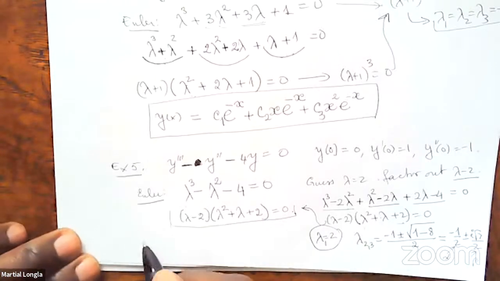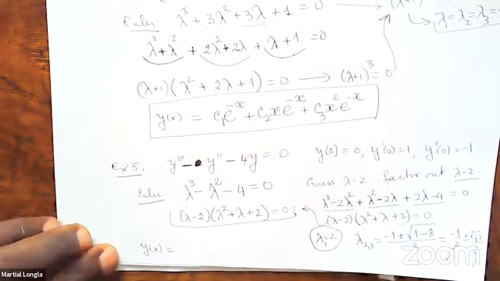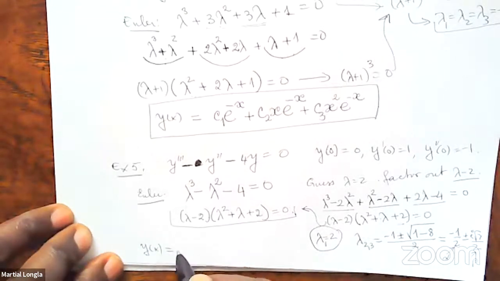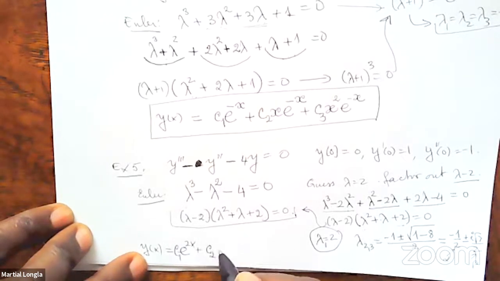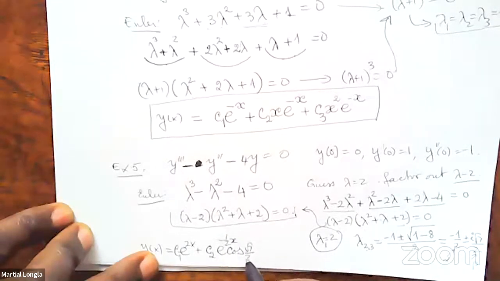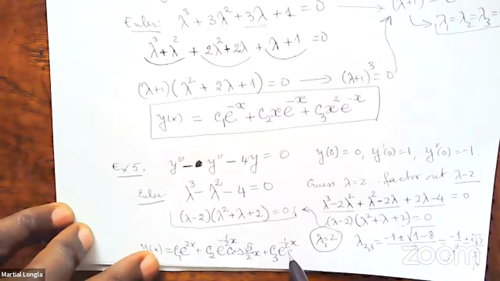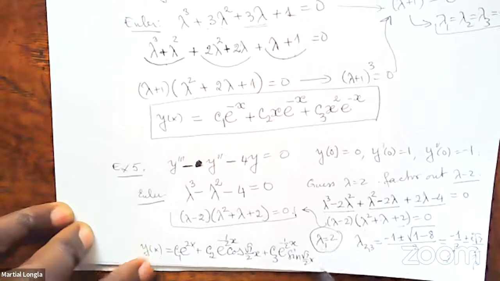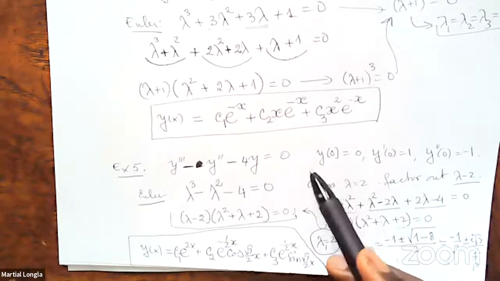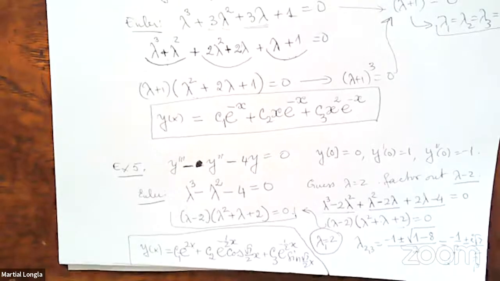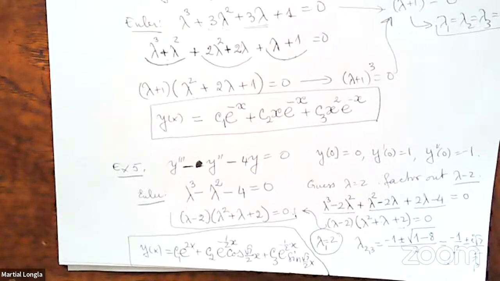And now you can write your answer. y of x equals C1 e to the 2x plus C2 e to the negative 1/2 x cosine of root 7 over 2 x plus C3 e to the negative 1/2 x sine of root 7 over 2 x. Then for the initial values that are given, you can plug in the values and solve for the constants.